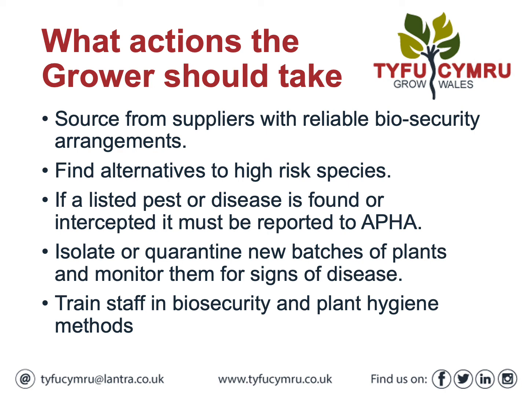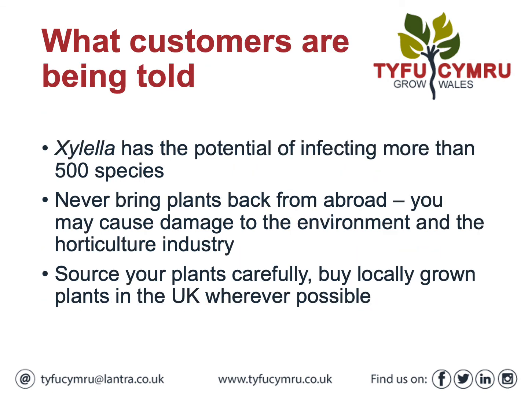If you do find a pest or disease which is listed, you must report that to APHA. It's also important to isolate or quarantine new batches of plants and then monitor them for signs of disease. And it may not only be you who's looking out for these diseases and pests, you must make sure that all your staff are able to play their part. So train staff in biosecurity and in plant hygiene methods.